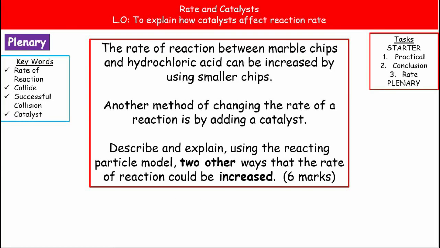So to finish off today, then I've got an example of a 6-mark question for you to have a go at. So the rate of reaction between marble chips and hydrochloric acid can be increased by using smaller chips. Another method of changing the rate of a reaction is by adding a catalyst. Describe and explain using the reacting particle model 2 other ways the rate of reaction could be increased. So get those answers written in your books. I'm going to leave the question on the screen for about another minute, but if you think you're going to want the question up for longer than that, then obviously hit pause on the video now.